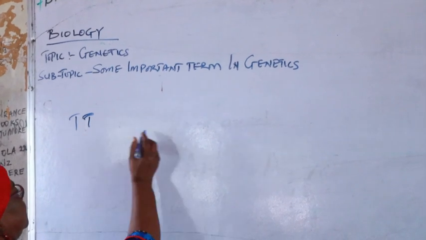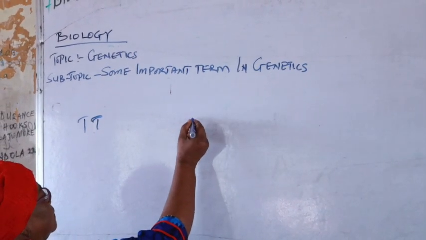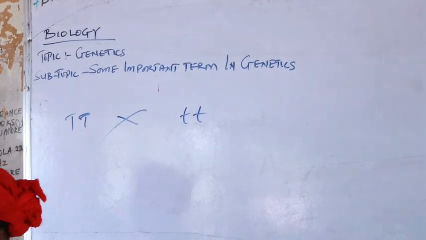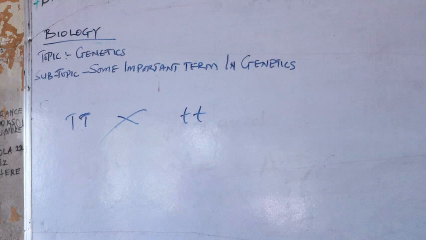We use tall and short plants. Remember it to be like this. I've not asked you to write it yet. It was an example of complete dominance. I repeat myself. Example: tall and short plants. The procedure was called monohybrid inheritance, and it was an example of complete dominance.